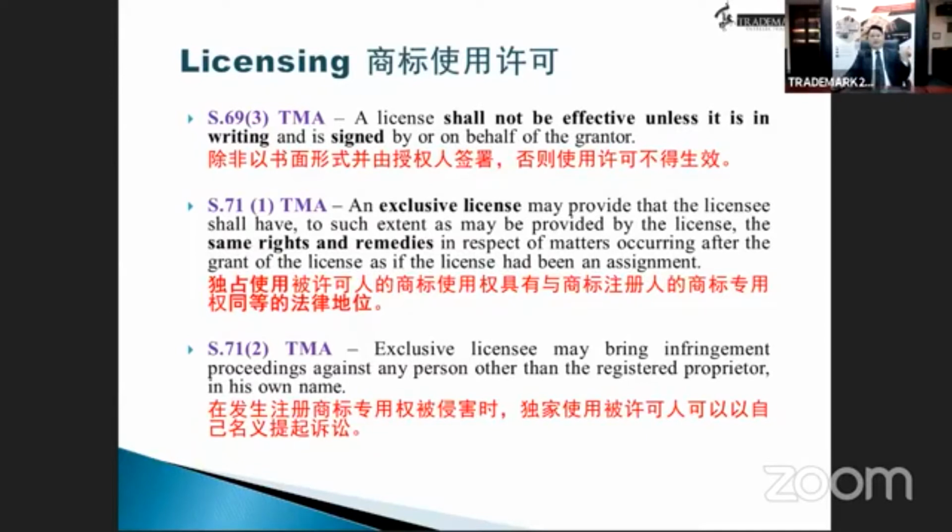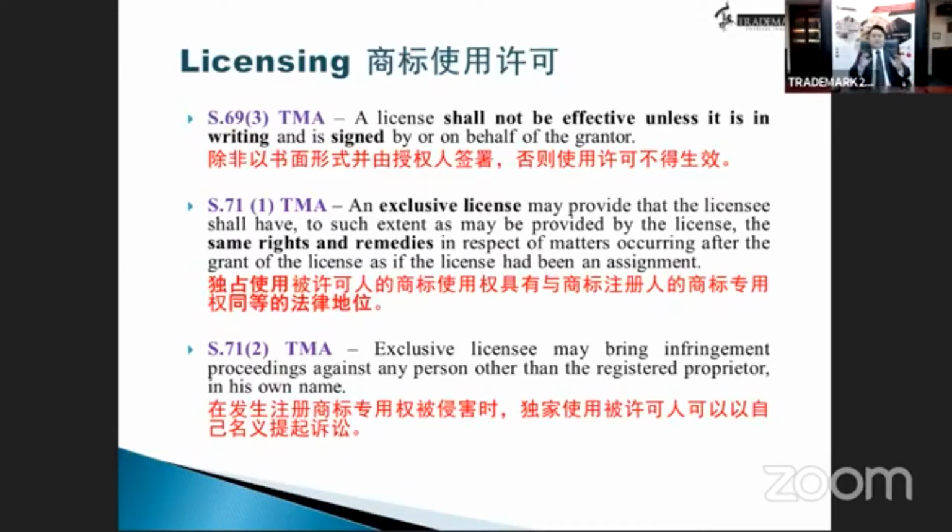Now, under section 69, subsection 3 of the Trademark Act, a license shall not be effective unless it is in writing and signed by or on behalf of the grantor. So you cannot just verbally agree. It must be in writing, black and white, an agreement. In the agreement, you must spell out whether it is exclusive or non-exclusive, and the limited or general terms on it.